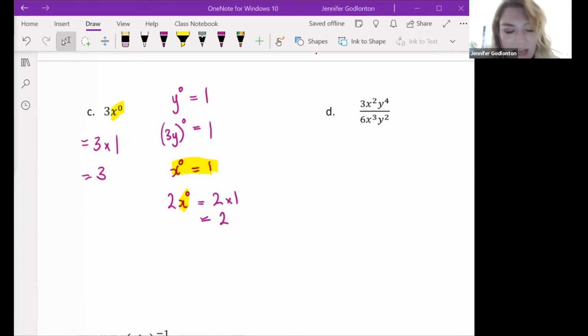Hello, ma'am. If the question was 3x to the power of 1, what would the answer be, ma'am? 3x to the power of 1 is just 3x. Oh, okay. Thank you, ma'am. That's all I need to know. No problem.